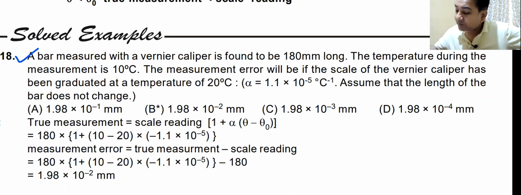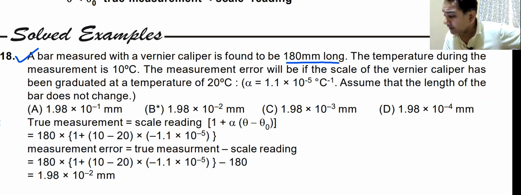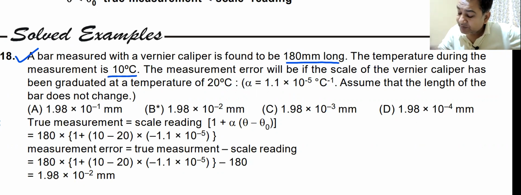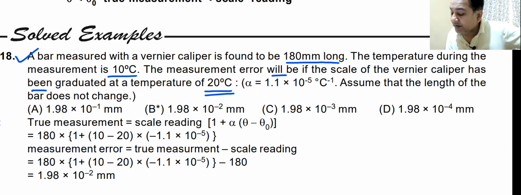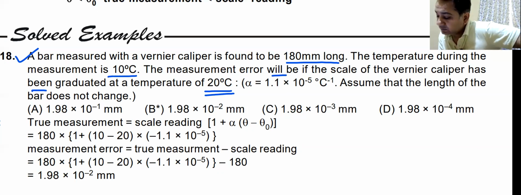A bar measured with a vernier caliper is found to be 180 meters long. That is its original length. The temperature during the measurement is 10 degrees Celsius. What will be the measurement error if the scale of the vernier caliper has been graduated at 20 degrees Celsius? How will you find it out?